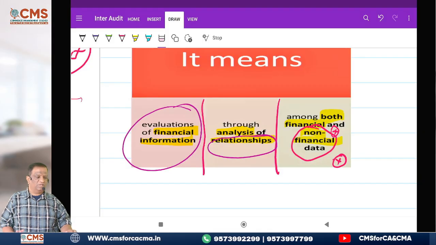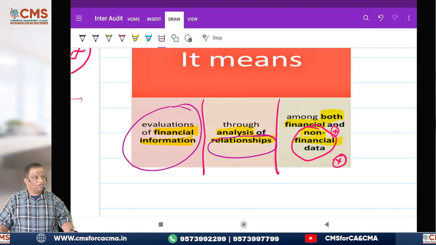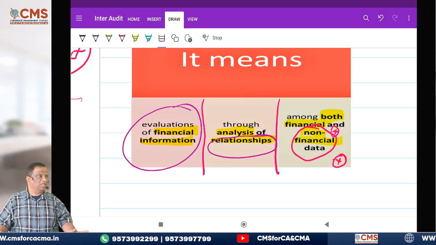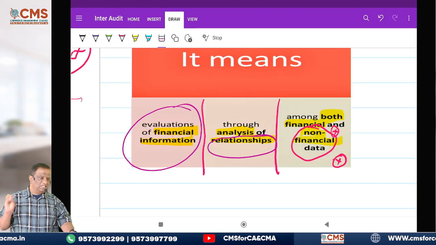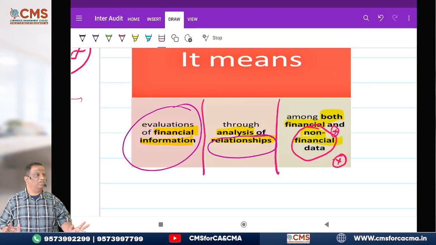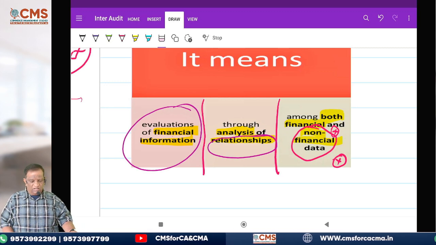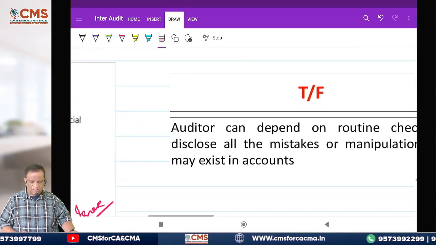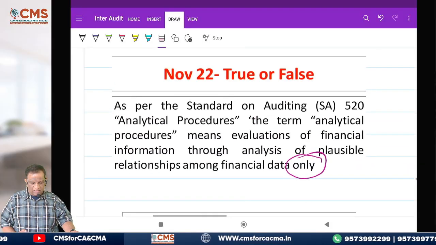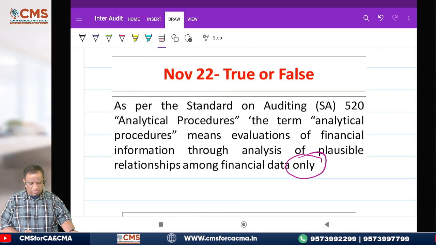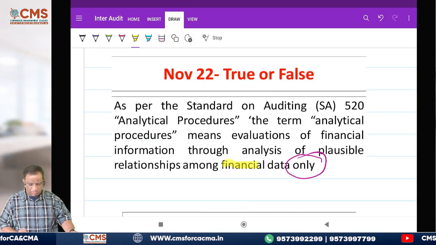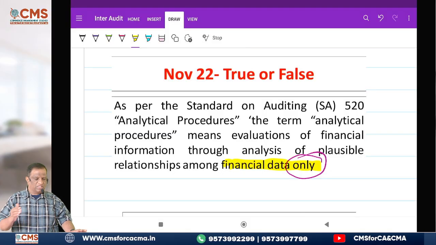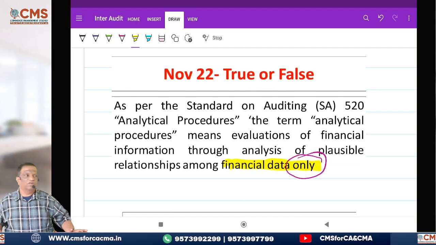For example, when you take this building on rent and you are verifying the P&L account, you check only the rent amount given in the P&L and the rent amount as per the agreement. But you don't get into the square footage, whether it is 5,000 SFT or 7,500 SFT. That is non-financial data, and you don't bother about it. But in analytical procedures, the auditor would be verifying this. So you see many questions like: analytical procedures are about analyzing relations among financial data only? As a finance person, my data verification is normally restricted to financial data, but only in analytical procedures do I go one step ahead. So not only financial data but also non-financial data I consider.